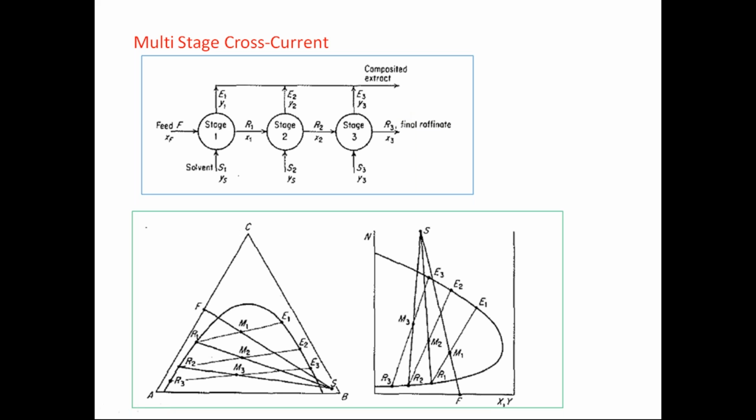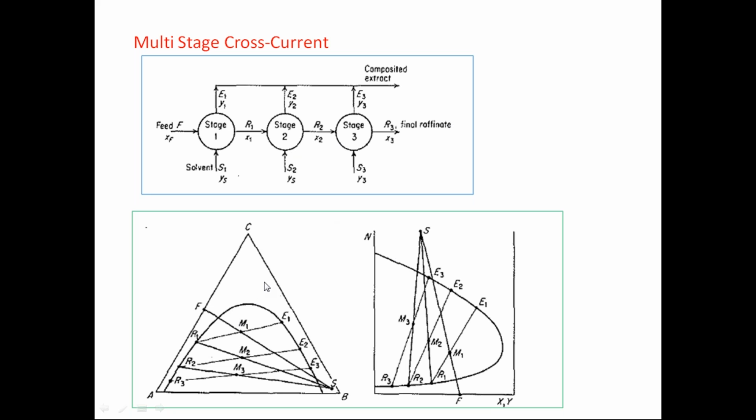So this is actually multi-stage cross current, because here the flows are perpendicular to each other. So you can call it a multi-stage cross current operation. So both are moving in the opposite direction if it is a continuous operation. Then how do we find out here?